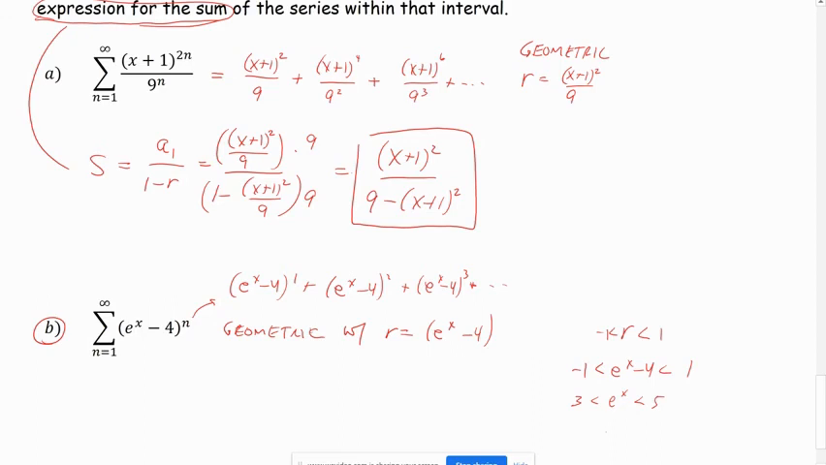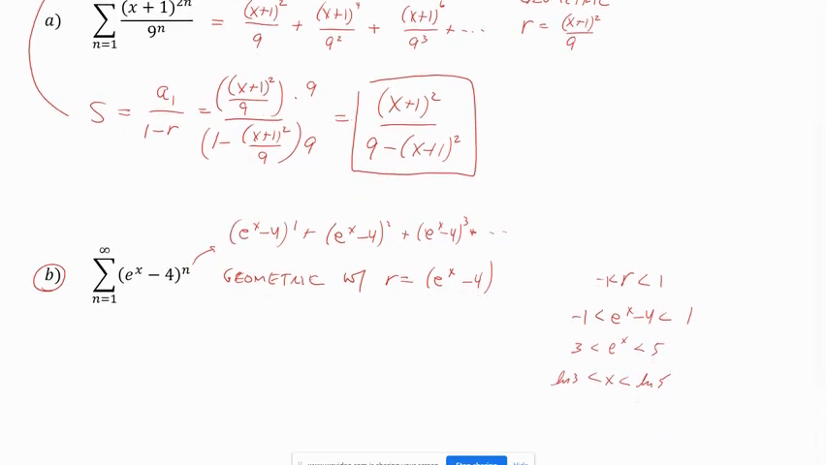And so then that means x would have to be between the natural log of 3 and the natural log of 5. I got that by taking the natural log of all three parts. So that's our interval of convergence: anything between natural log 3 and natural log 5.